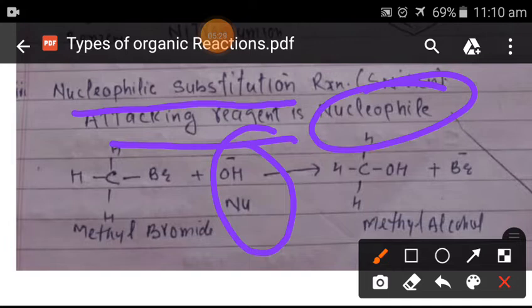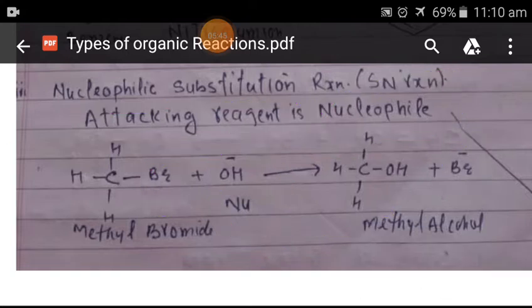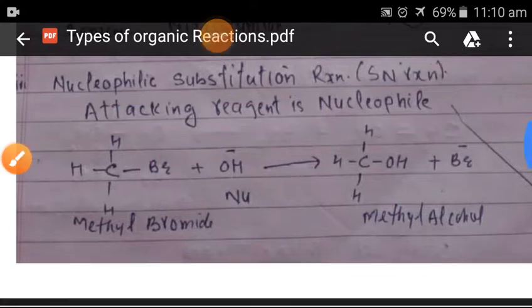Here is a case where the OH ion, the hydroxyl ion, acts as a nucleophile because it has a lone pair of electrons on oxygen. As a result, it will substitute this bromine to form methyl alcohol plus bromide ion. The actual reaction mechanism is different.